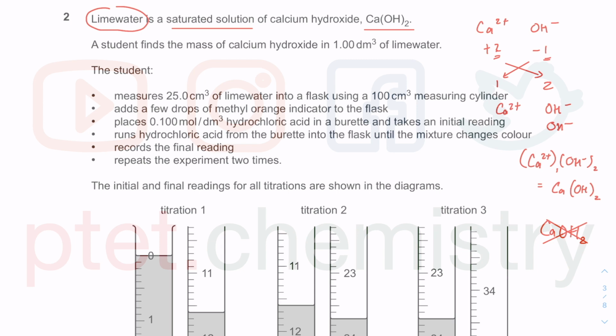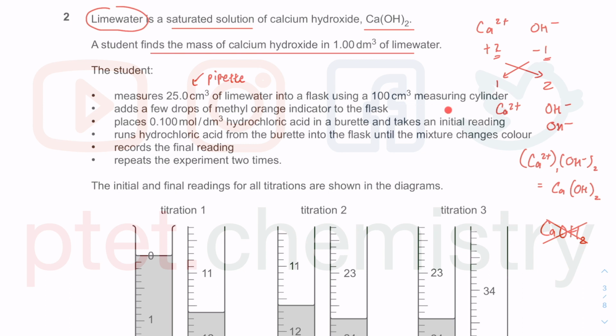Anyway, in any practical, your job is always about the objective. The objective here is to find out the mass. You want the mass of calcium hydroxide in 1.00 dm3 of lime water. So let's have a look at the instructions. Instructions are always important. Measure this into a flask. This is most likely using a pipette. So you can think about this in the context of any practical you have done.